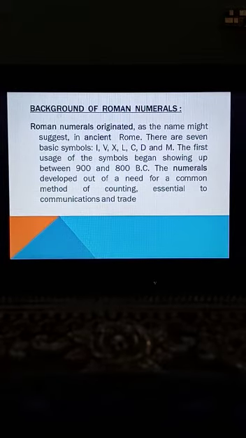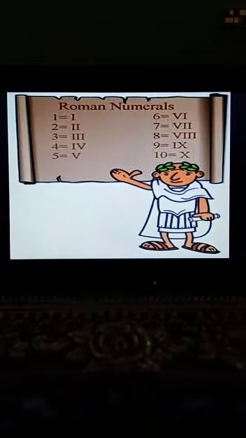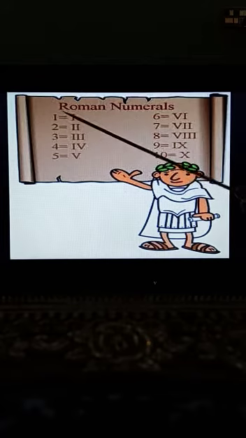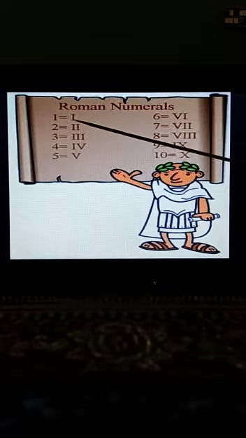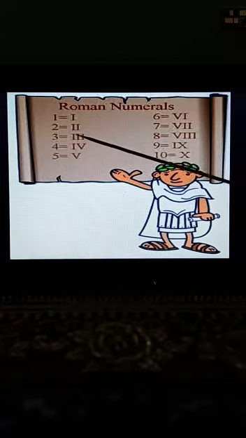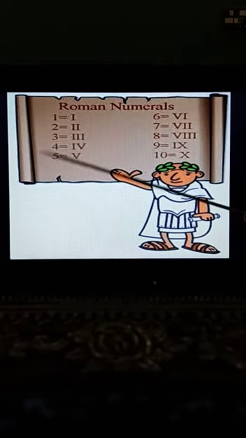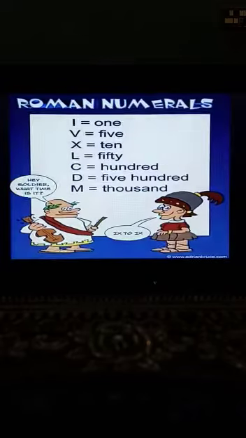So now let's discuss the Roman numerals. The basic Roman numerals are 1 to 10. If we put a single I, it is 1, then 2 I's become 2, 3 I's become 3, I and V becomes 4, and single V becomes 5, and so on. It will be discussed in detail later on.